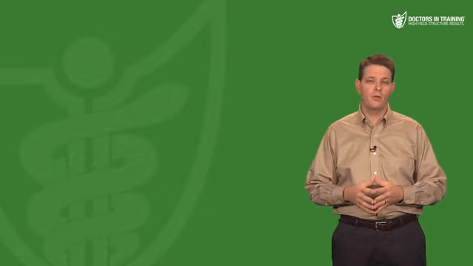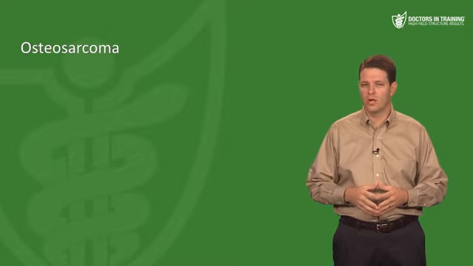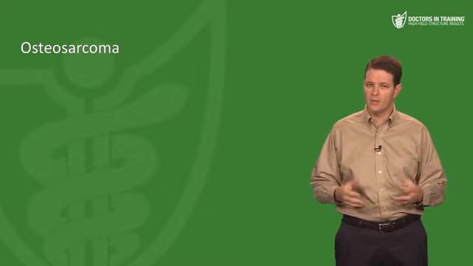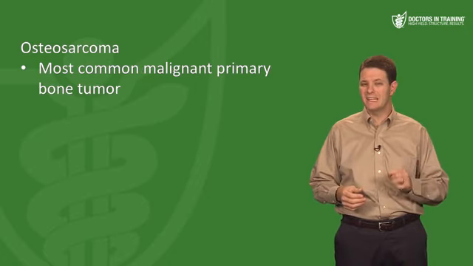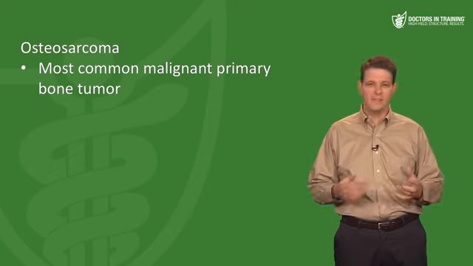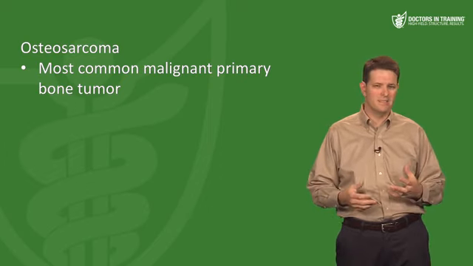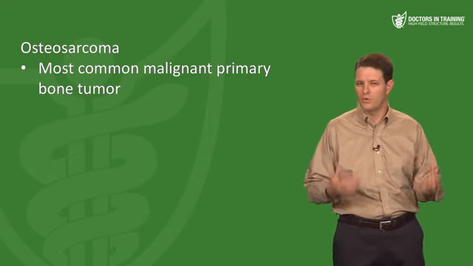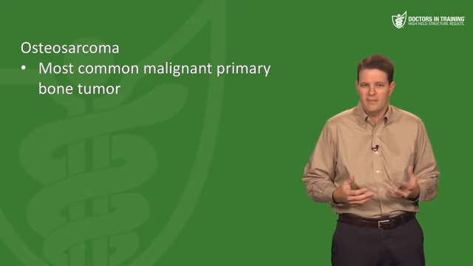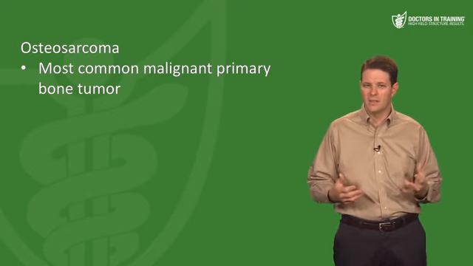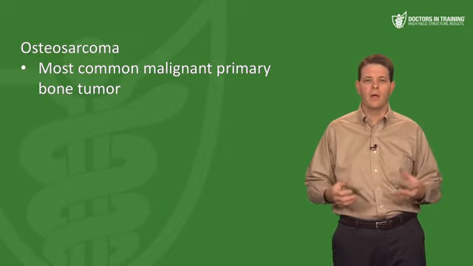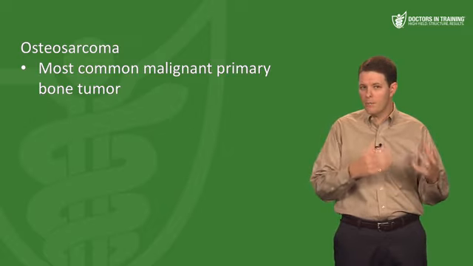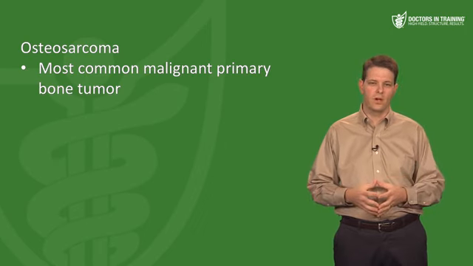The next primary bone tumor I want you to know about is an osteosarcoma. Now, sarcoma tells you this is a malignant tumor. Osteosarcoma is the most common malignant primary bone tumor. It's less common than a multiple myeloma, but I don't really think of myeloma as a bone tumor per se. Myeloma isn't even really a tumor or a mass. It's a proliferation of plasma cells within the bone marrow. So anyway, the most common real primary bone malignancy is osteosarcoma.